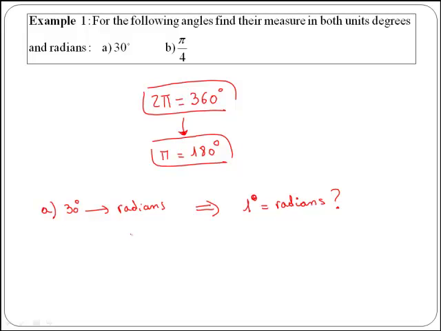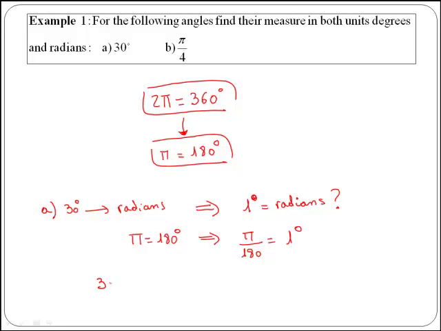So, right, consider this. Pi radians is equal to 180 degrees. If I want to have the measure for 1 degree, the only thing that I have to do is to divide both sides by 180. So if we divide both sides by 180, that tells us that pi over 180 is equal to 1 degree.